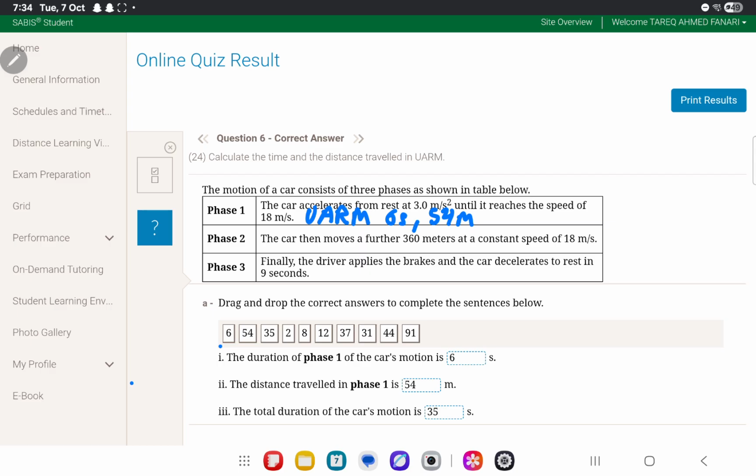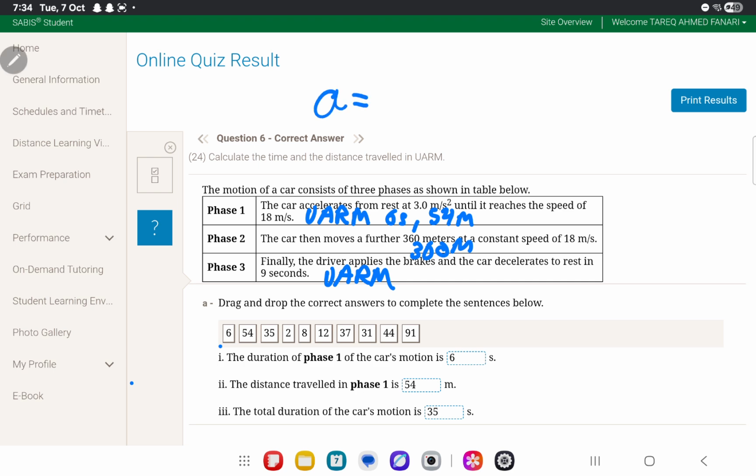Okay, now the car moves a further 360 meters. So we have the distance given here for us. We don't need to calculate it in phase 2. Now, here for this one, we can find the acceleration, right? Because this is also UARM, right? So we're going to apply x equals half AT squared plus v0t plus x0. But actually, we don't even need to apply it. I'm going to try a different method. See if it works for you guys. So let's find the acceleration.